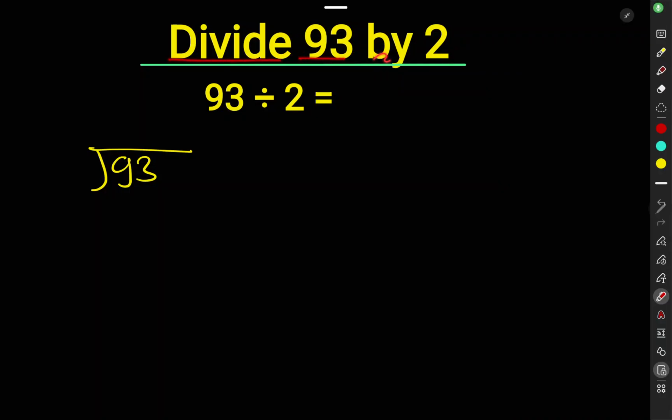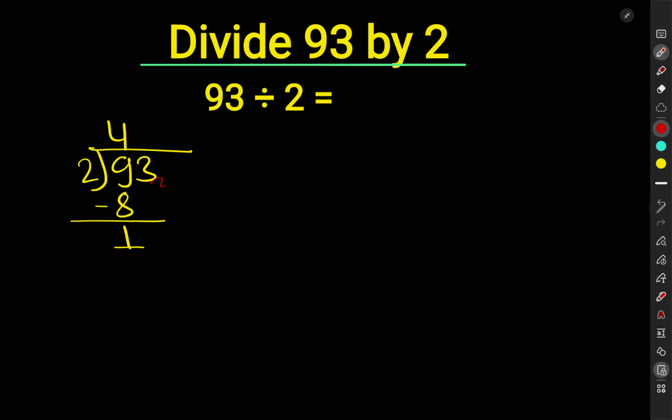Divide 93 by 2. So here we divide 93 by 2 in a long division method. So 2 times 4 means 8. On subtracting we get 1. So now this 1 is less than 2.